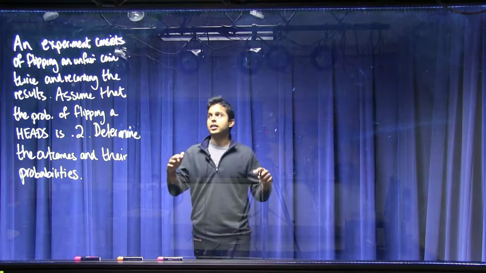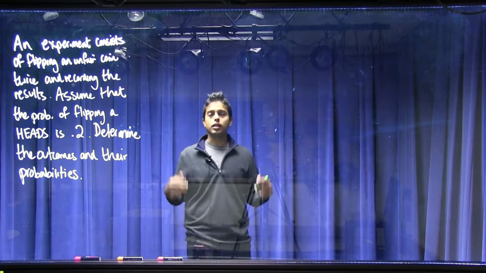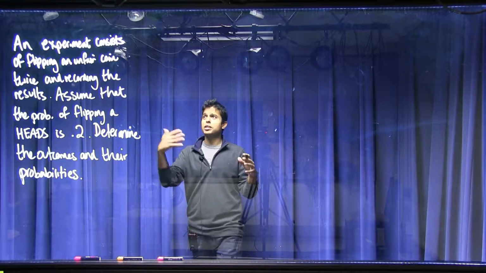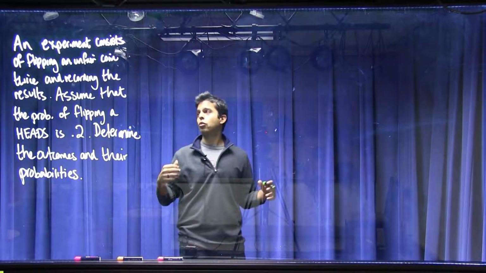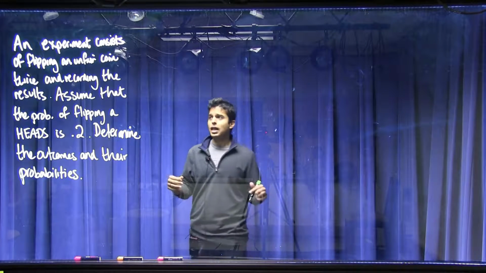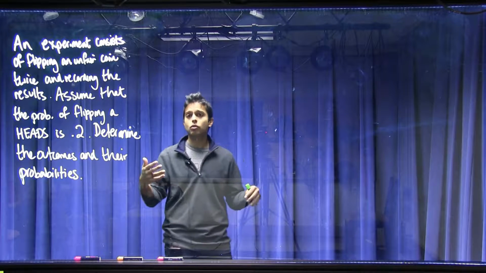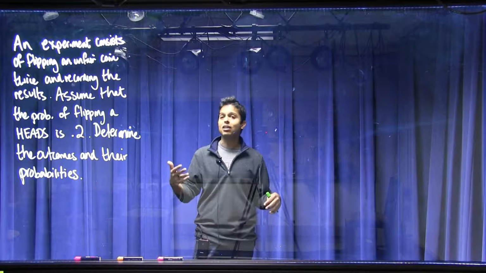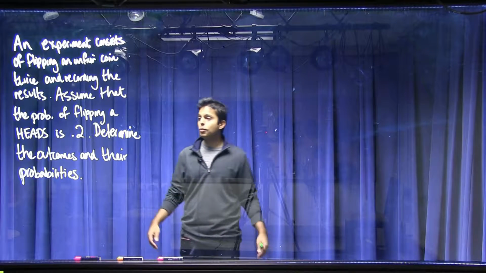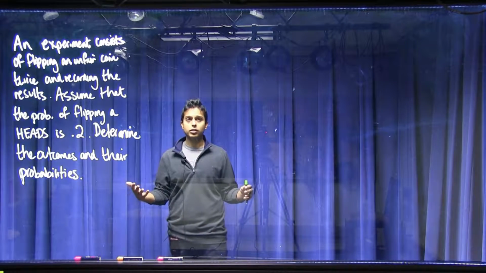We're now going to combine the ideas of trees with the ideas of probability. So let's suppose an experiment consists of flipping an unfair coin twice and recording the results. And the coin is unfair, and we're going to assume that the probability of flipping a heads is 0.2, which means the probability of flipping a tails is 0.8. Let's determine all of the outcomes and their probabilities.